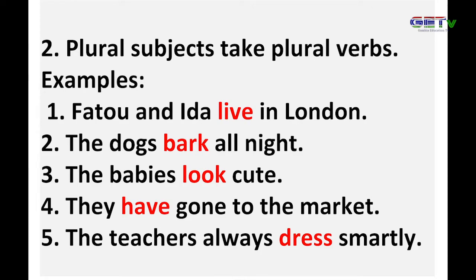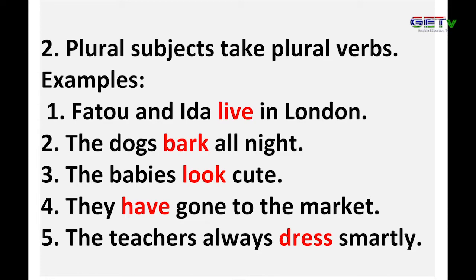We move on to example 4. They have gone to the market. They is plural, pronouns, so the verb must also be plural. So we say they have gone to the market. Number 5, the teachers always dress smartly. Here, teachers is in the plural form. The verb dress should also be in plural form. Therefore, you don't need to add es, the inflection you add in rule number 1.